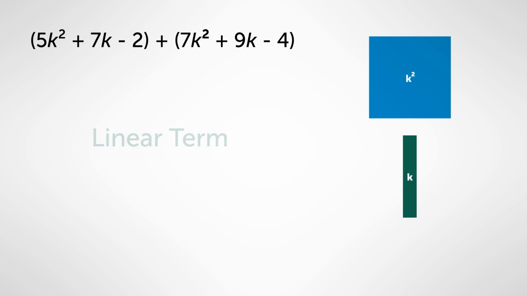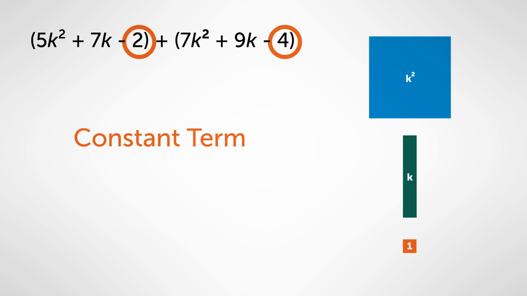Finally, the trinomials possess a constant term. This term does not have a variable, and it looks like it is just a number. The tile representing a constant term is a small square unit tile that measures 1 unit by 1 unit. The differences between these terms are very important, because we can only combine terms that are similar.